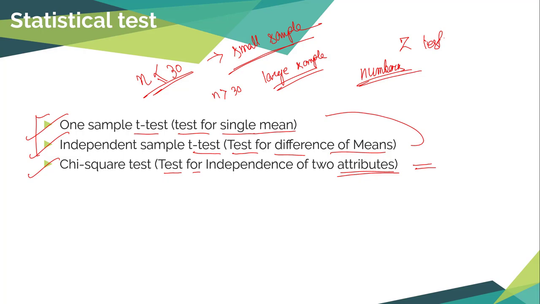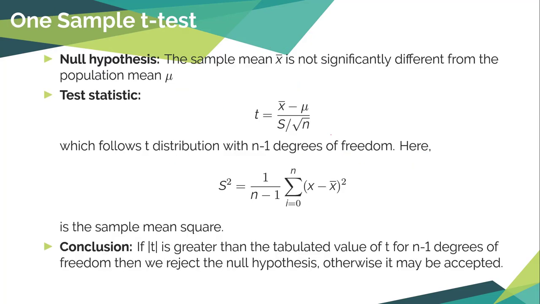There are some other tests also, like ANOVA, or non-parametric tests, but those are beyond the scope of this syllabus. So we will be sticking to these three tests: the one sample t-test, independent sample t-test and chi-square test. So let's start with the one sample t-test.